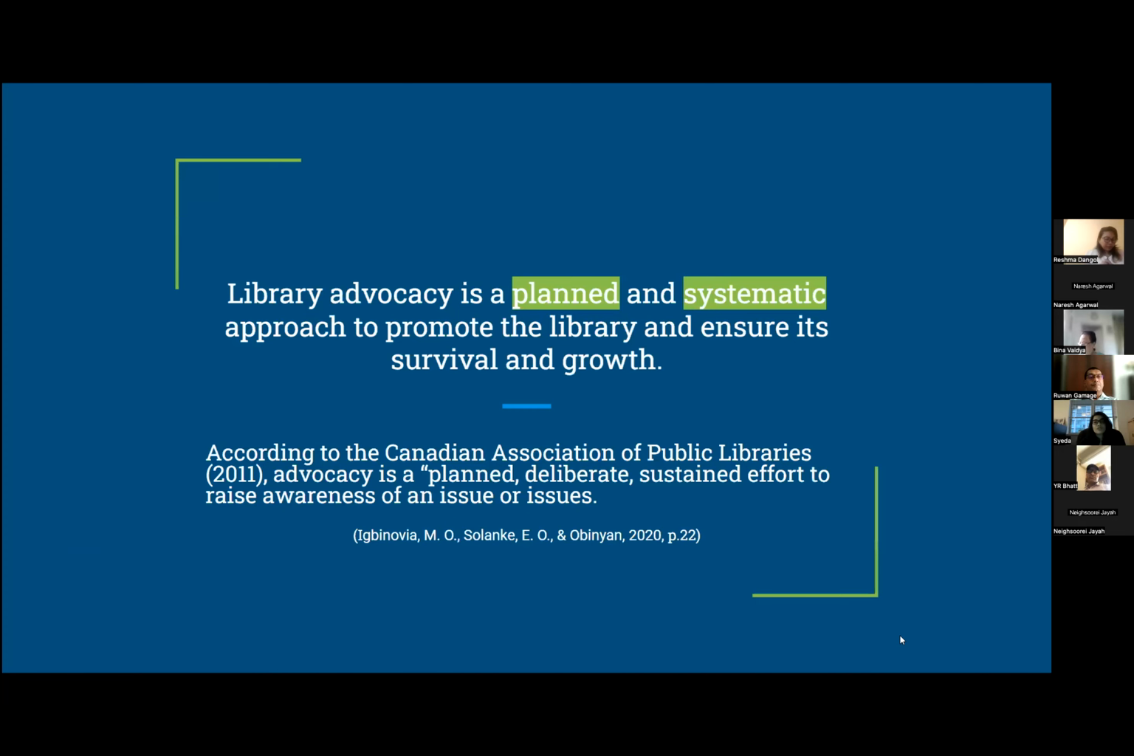So let's move on to a very brief definition of library advocacy. I'm just going to give a brief snapshot of this. I'm not going to read out the definition. As per the Canadian Library Association, library advocacy is basically a systematic and planned effort to raise awareness of an issue or maybe different issues. The takeaway from this slide is that it is a planned and systematic approach which is going to ensure the promotion and survival of libraries in society.